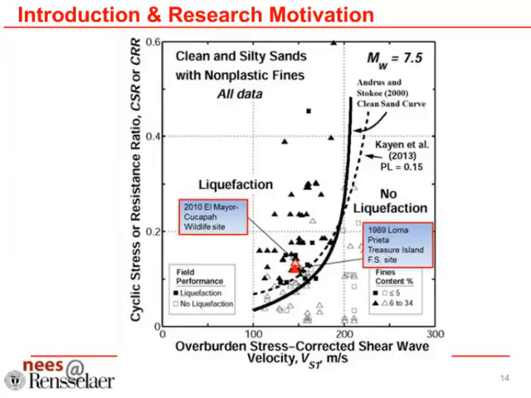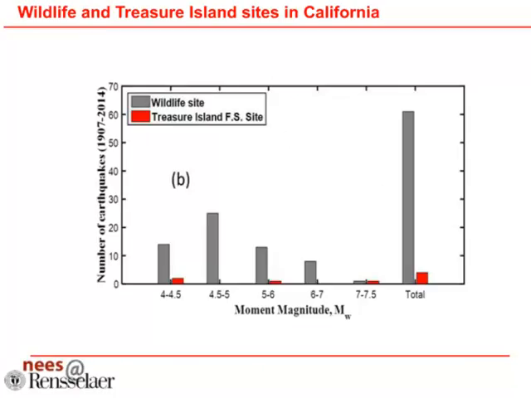Another case, which has the same soil profile, very comparable soil characteristics, is the Loma Prieta earthquake at Treasure Island in San Francisco. In that case, it also got about 7.5 magnitude, and it fully liquefied. So why two cases with similar soil profile and similar shaking event, but one liquefies and one didn't? We went back and started looking at the history of the shaking for both of them. And here is the history of shaking.